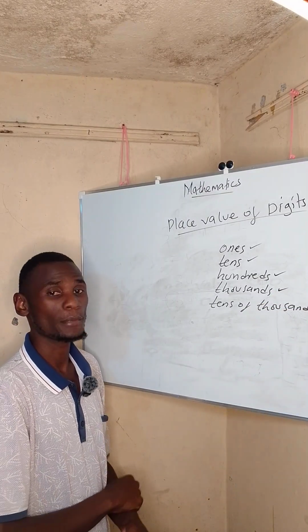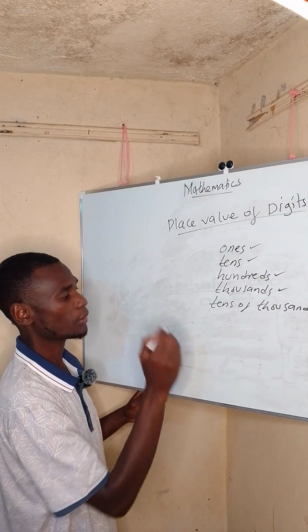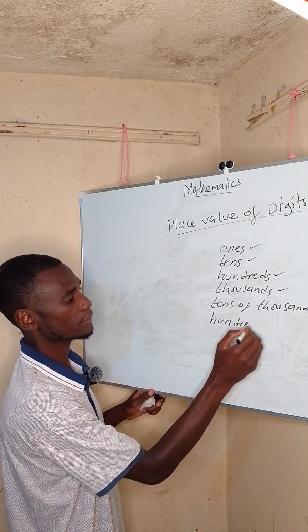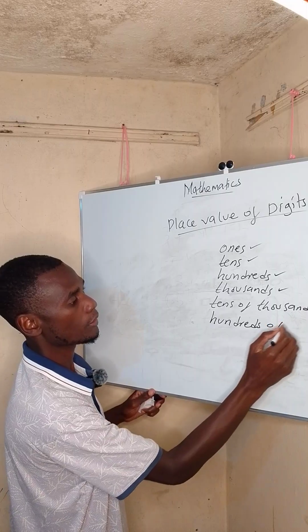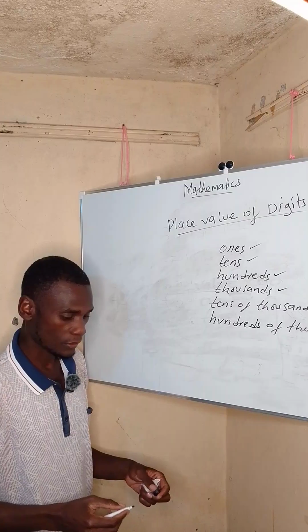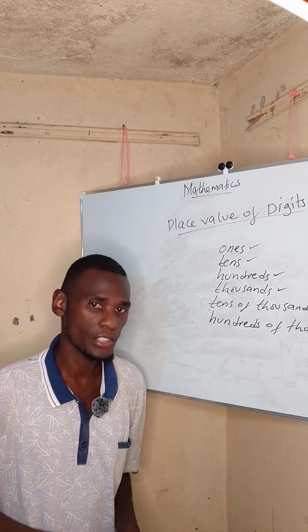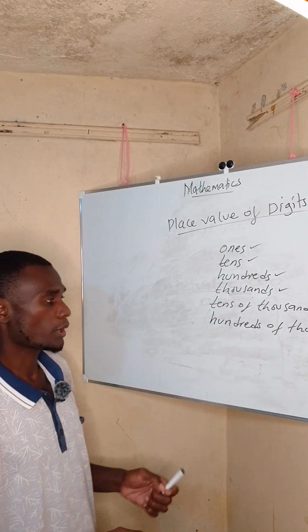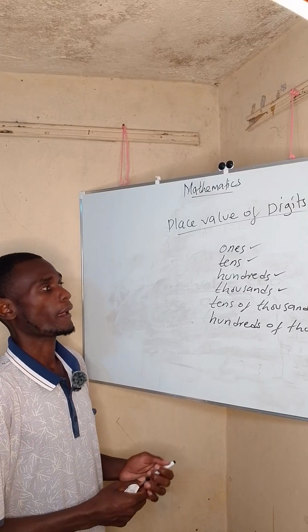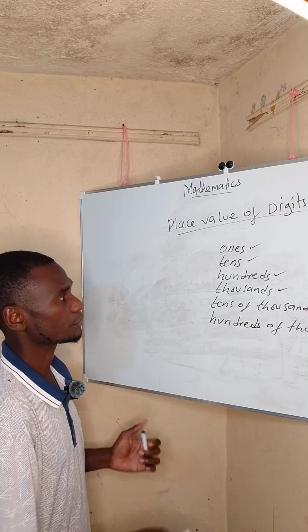So a grade 5 is a bit mature, and therefore we are adding just one column that follows tens of thousands, and we call it hundreds of thousands. So hundreds of thousands is a 6-digit number. So grade 5 mostly they are dealing with 6-digit numbers in terms of place value. In grade 4 they talked about 5-digit numbers, that is tens of thousands.